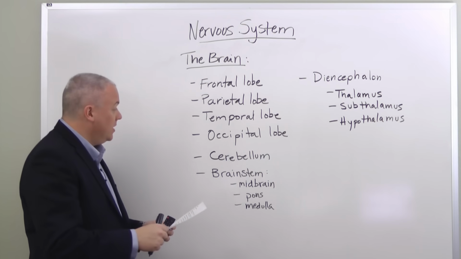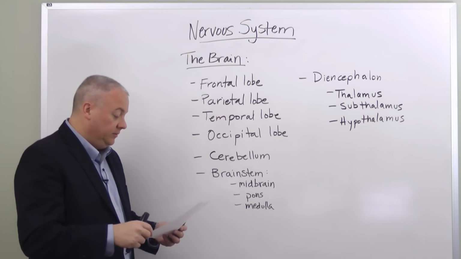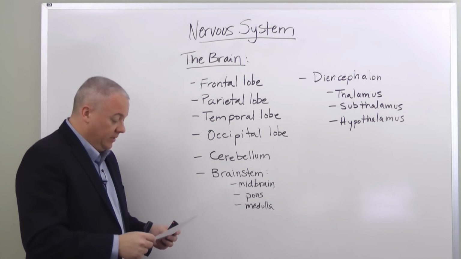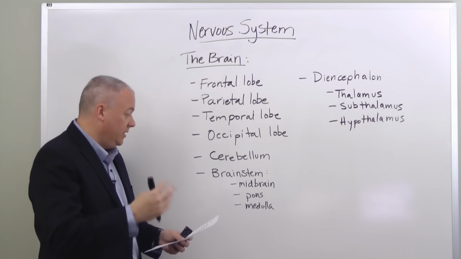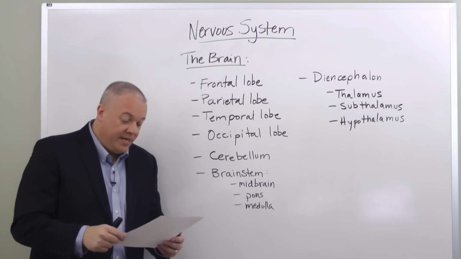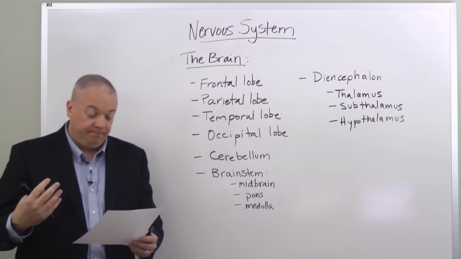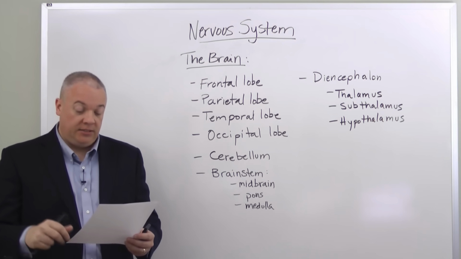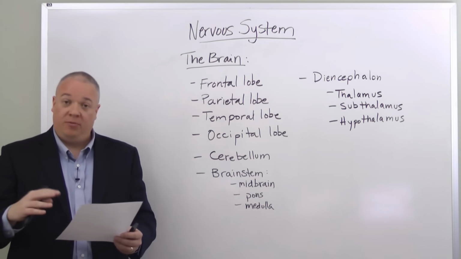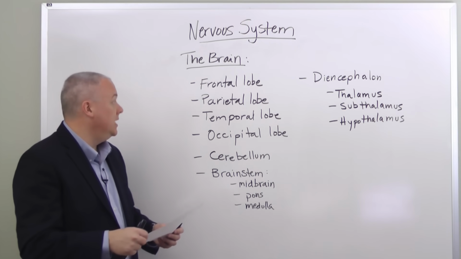The cerebellum coordinates all of our muscle function. And then we have the brain stem, and within the brain stem we've got the midbrain, the pons, and the medulla. The brain stem governs our breathing, our respiration, our hearts, our cardiac center, and all the nerve pathways to the brain come through the brain stem.